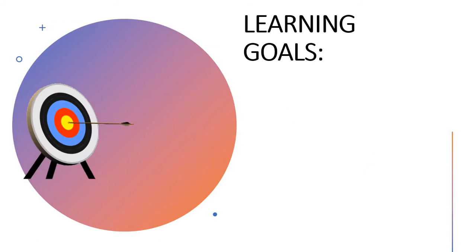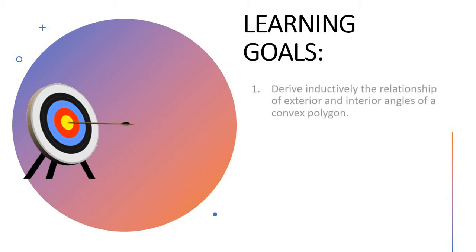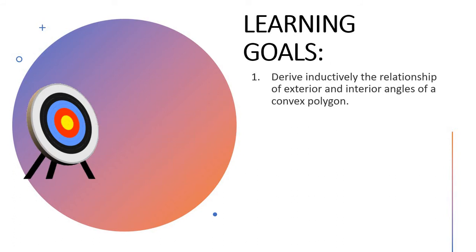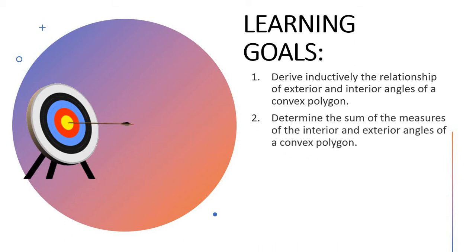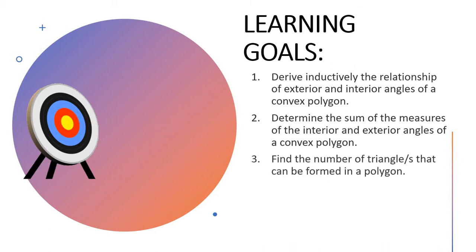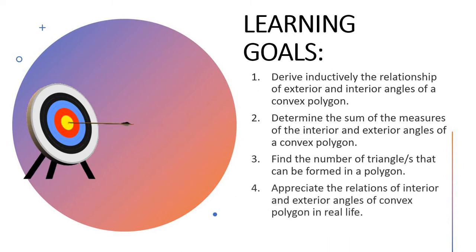Now we can proceed to our main topic, but first, let me discuss the learning goals. We will derive inductively the relationship of exterior and interior angles of a convex polygon. We will determine the sum of the measures of the interior and exterior angles of a convex polygon. We will find the number of triangle or triangles that can be formed in a polygon. And we will appreciate the relations of interior and exterior angles of convex polygon in real life.